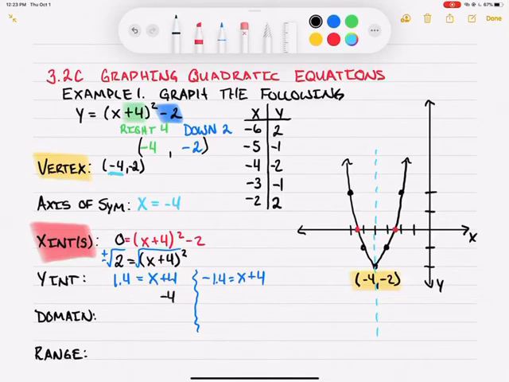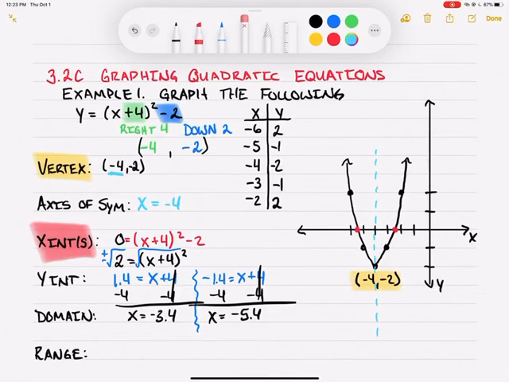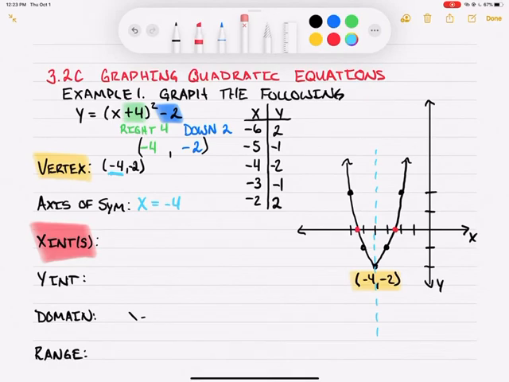To solve, I'm going to subtract 4 from both sides. This means x equals negative 3.4. And this means x equals negative 5.4. So those are going to be my two x-intercepts. And I'm going to rewrite them exactly where it says x-intercepts, just so I can get this out of the way. Remember those values, negative 3.4, negative 5.4. So those are my x-intercepts.